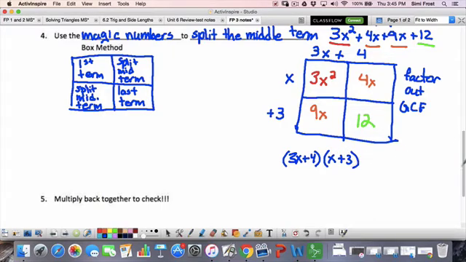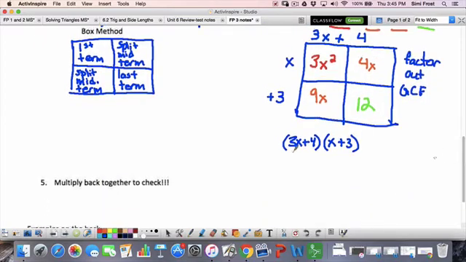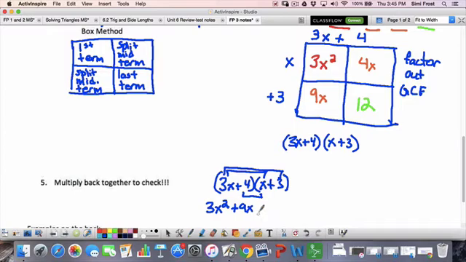All right, last step, multiply these back together. Let's make sure we came up with the right answer here. So 3x plus 4 and x plus 3. If we use our FOIL method, we're going to first multiply our front two terms together, and I get 3x squared. Then I'm going to multiply my outer terms together, and I get 9x. Then my inner terms, and I get 4x. And my last terms, and I get 12.